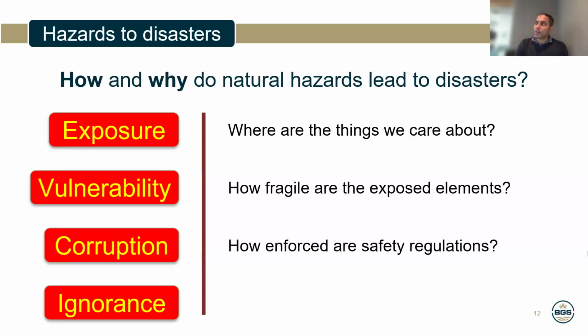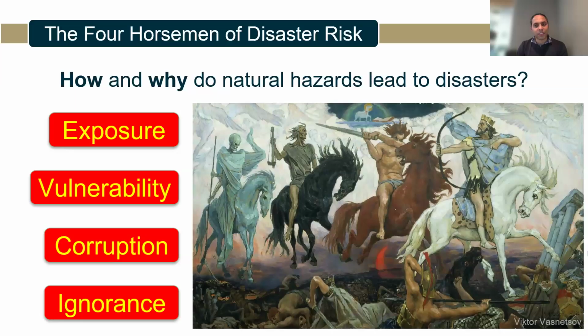We're not even questioning the existence of the rules, because almost every country in the world has regulation and rules on how things should be done. Corruption is how well enforced they are. Ignorance is do people even know what the rules are, what the regulations are? And I'll go over each one of these in a little bit of detail over the next few minutes. And before I move on, because I couldn't resist the temptation, I've called these the 4 horsemen of disaster risk. So these are my 4 horsemen, and I'll go through each one next.